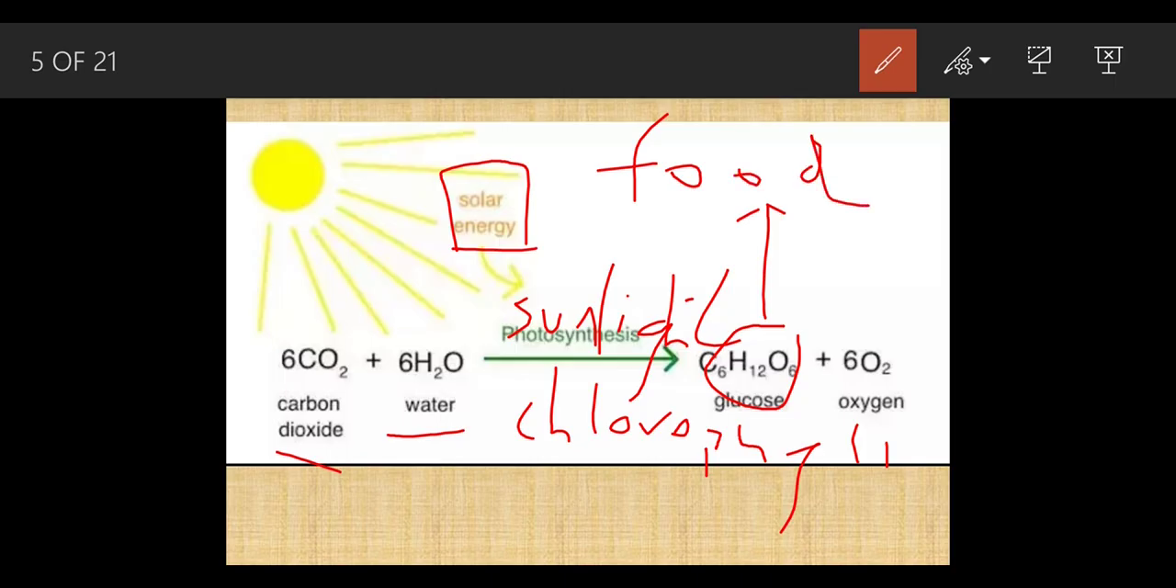and this oxygen is released by these plants, so this oxygen is very useful for humans, because we breathe in oxygen for survival. So this glucose and oxygen are made by these plants, and both of them are very useful for humans. This sunlight and chlorophyll are very important.